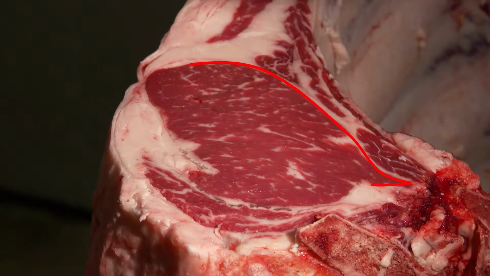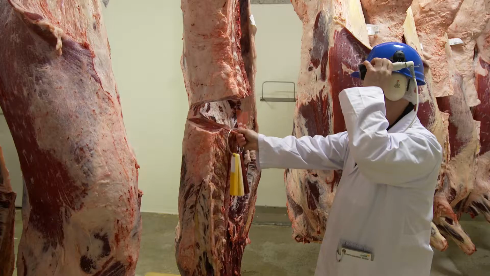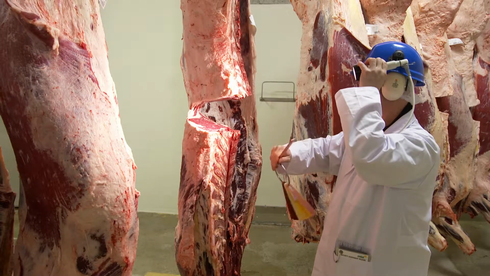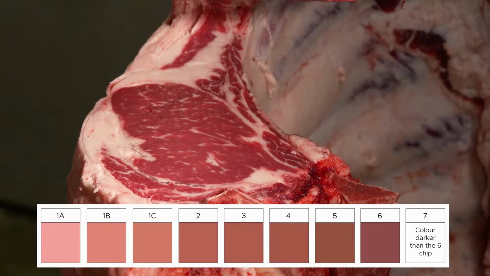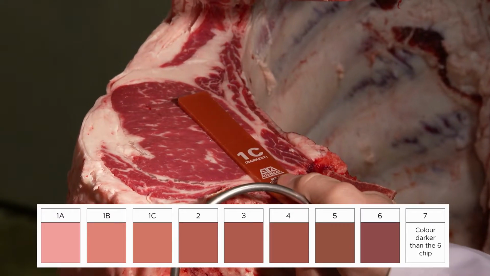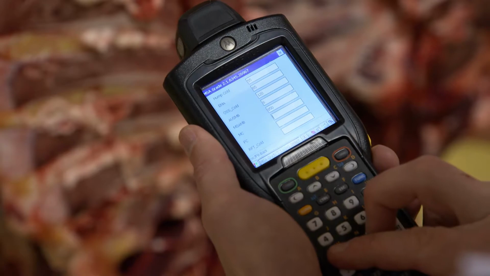Meat color is assessed as the predominant color of the eye muscle at the quartered rib site. Qualified assessors determine the color using the AUS-MEAT color reference standards. These range from 1A through to 6. Any color darker than a 6 is recorded as a 7.